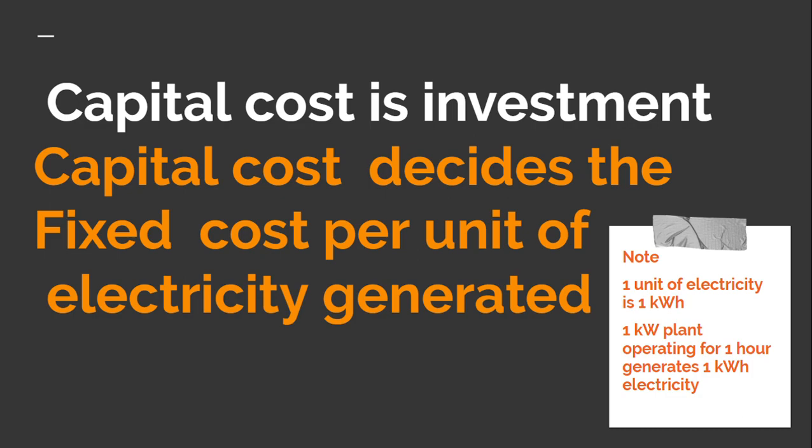So as I said earlier, capital cost is an investment, right? And this capital cost would decide what is the contribution of the fixed cost in your energy bill, right? So how am I differentiating between the capital cost and fixed cost? So capital cost is the investment which you are making when you set up a power plant, and fixed cost is the cost, annualized cost, that is the cost per year by virtue of the capital which is being invested, right?